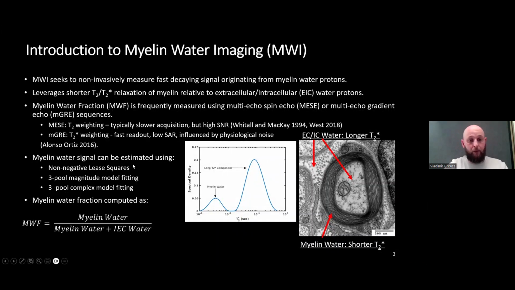And then finally, once the splitting is done, your myelin water fraction is computed as the ratio of the myelin water to the myelin water plus the intracellular and extracellular water. So we term that the myelin water fraction. And basically, it's essentially measuring the amount of protons that are trapped between these lipid bilayers that have this characteristically short spin-spin relaxation time. And it's separated from these intracellular and extracellular pools.